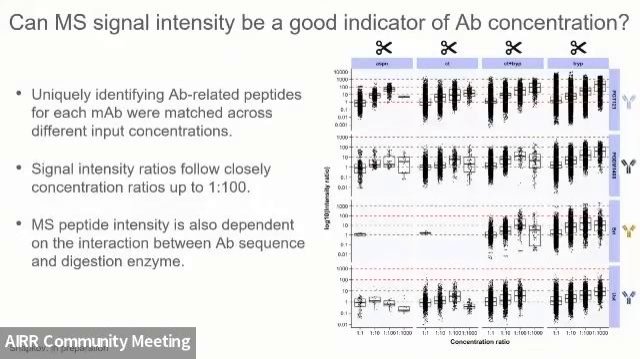So we mapped the antibody peptides, where on the y-axis is the mass spec signal, and on the x-axis is the concentration ratio between the monoclonal antibodies. And if it's going as expected, then it should follow a diagonal line. So we can see that for some of them, they follow quite closely up to a ratio around 1 to 100. But if higher than that, then it kind of drops off. And we can also see that it works better for some antibodies, but not others, and for some enzyme combinations, but not others. So we can see that this process is quite dependent on the specific interaction between the antibody sequence and the digestion enzyme.